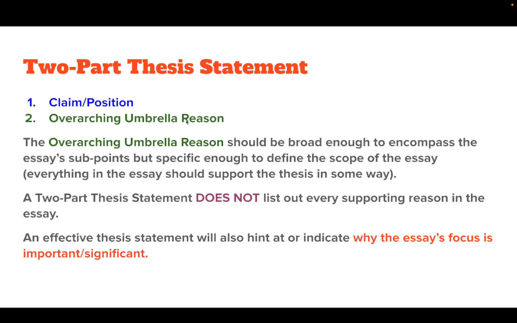So we're giving our readers right at the beginning the main reason we have that position, but we're not divulging every little detail and every little supporting point and what the whole structure of the essay is. We allow for some wiggle room here. So we want to keep in mind that the overarching umbrella reason should be broad enough to encompass the essay's subpoints, but it should be specific enough to define the scope of the essay, right? So it shouldn't just be totally general and super broad without any specificity, but we just don't need to list out every single subpoint that we have. So keep that in mind.